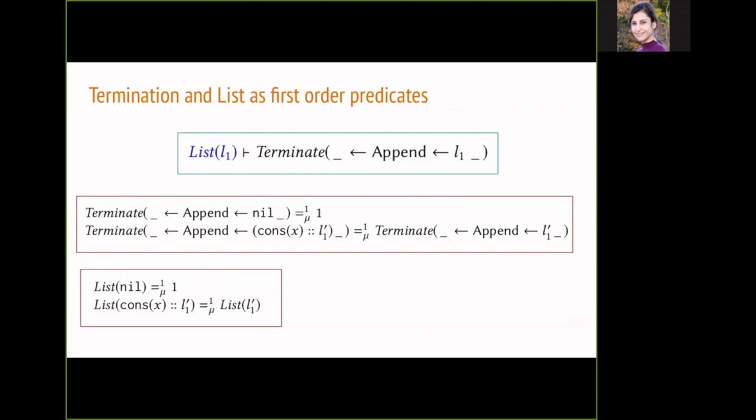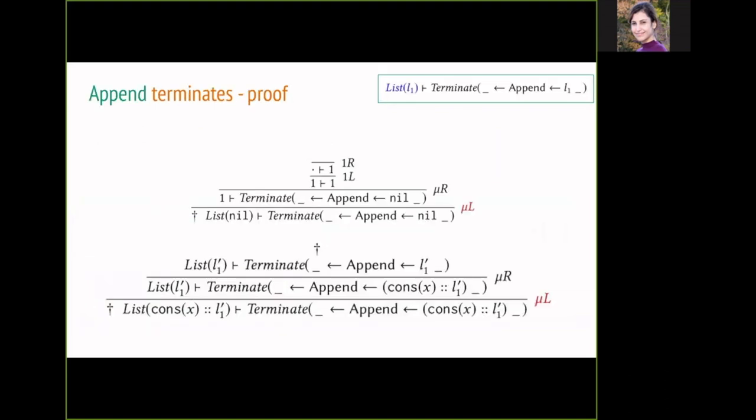Okay, so now we want to prove this judgment up here, saying that if L is a list, then we can pass it to append as the first argument and be sure that it terminates. Okay, so here's the proof. And this is actually a derivation, and you can see that this is a recursive call here. So judgment dagger calls itself.